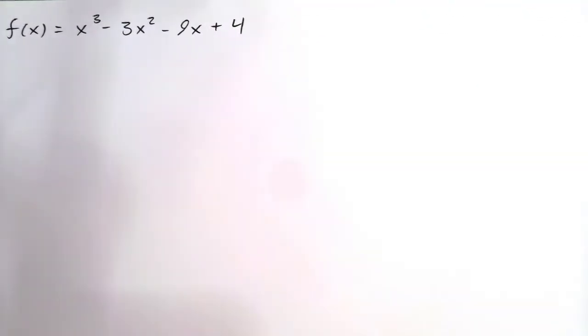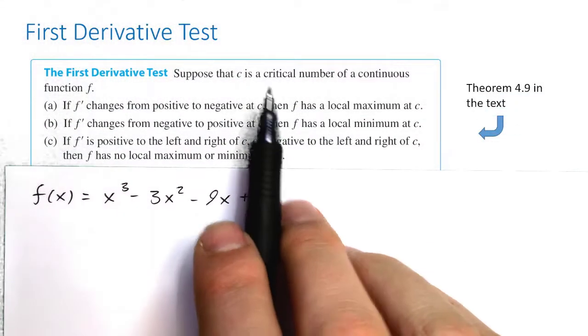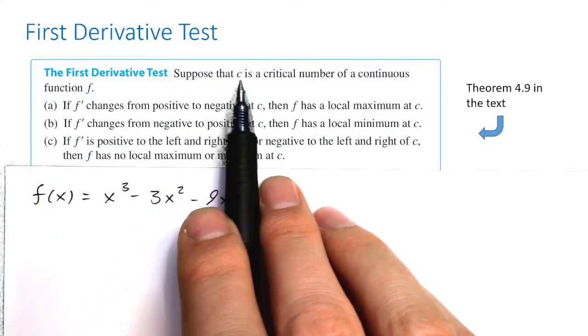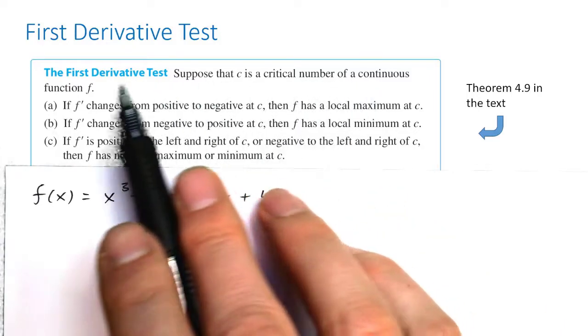Okay, so here's our function. Now, we want to find the maximums and minimums. We want to use the first derivative test. Okay, so look at the hypotheses. It says, suppose that c is a critical number of a continuous function.